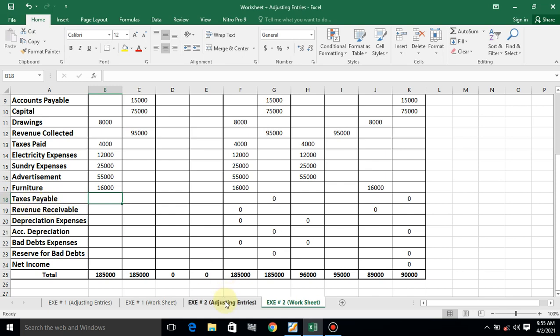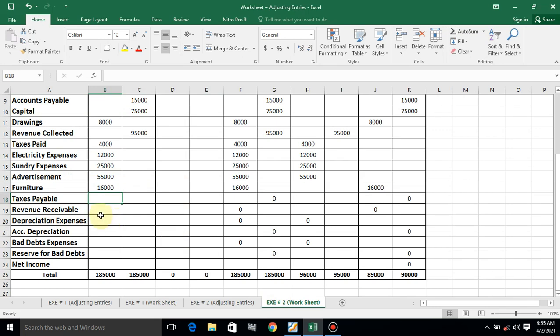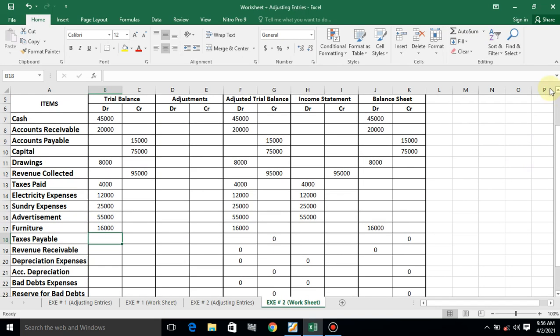Now again we will move towards adjusting entries. We have revenue receivable and revenue earned. Again we will see in worksheet, revenue receivable is not given in trial balance, so that's why we will write it here down separately, revenue receivable. But revenue earned or revenue collected is already mentioned in trial balance, so there is no need to repeat it again and write it again down here. That's why we will just write revenue receivable.